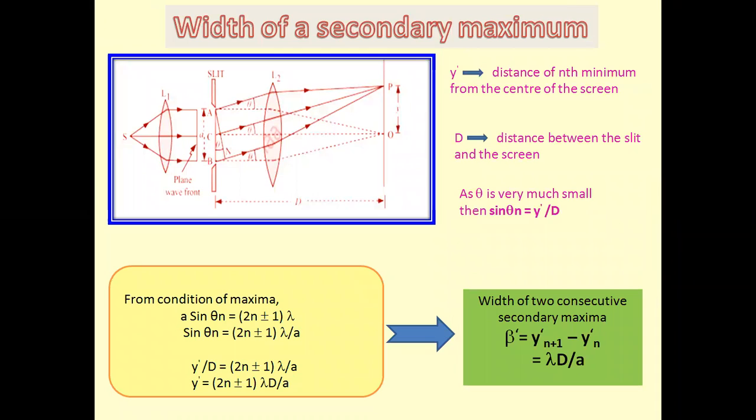In a similar way, we find the width of the secondary maxima, and we also find that this is lambda capital D by a. So the widths of the secondary maxima and the secondary minima are the same.